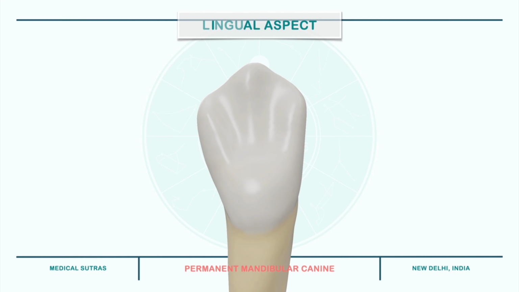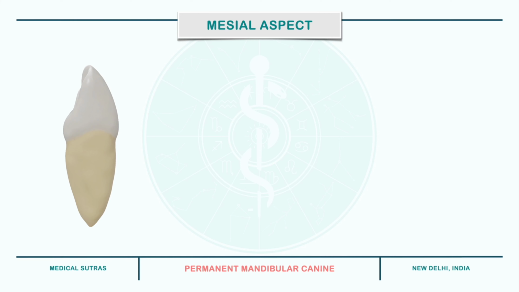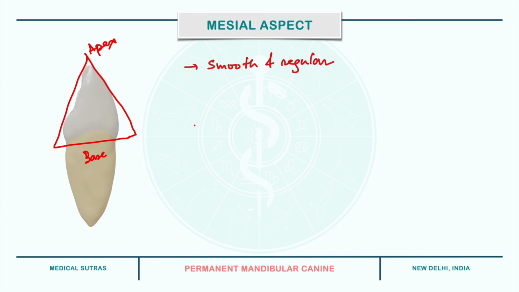Now coming to the mesial aspect. Similar to all anterior teeth, the crown presents a triangular shape with the base towards the cervix and apex towards the cusp tip. The mesial surface is smooth and regular, and the cusp tip is centered along the long axis of the root or lingually placed in some cases. This is in contrast to maxillary canines, where the cusp tip is positioned labial to the root center.